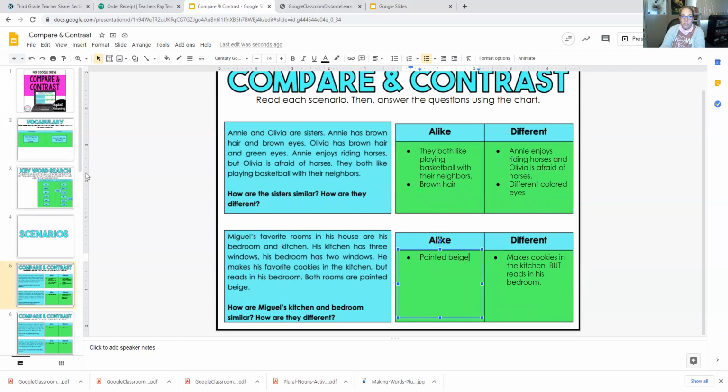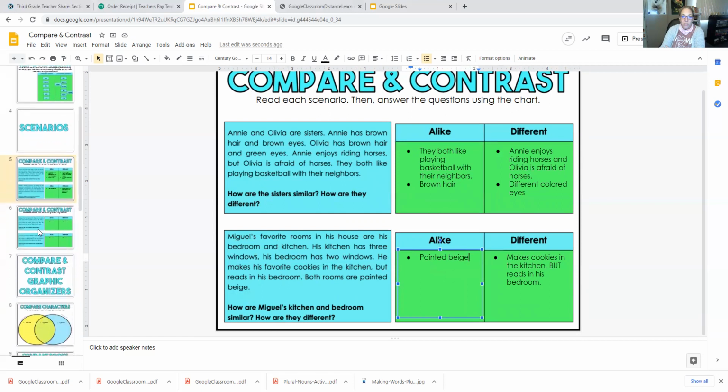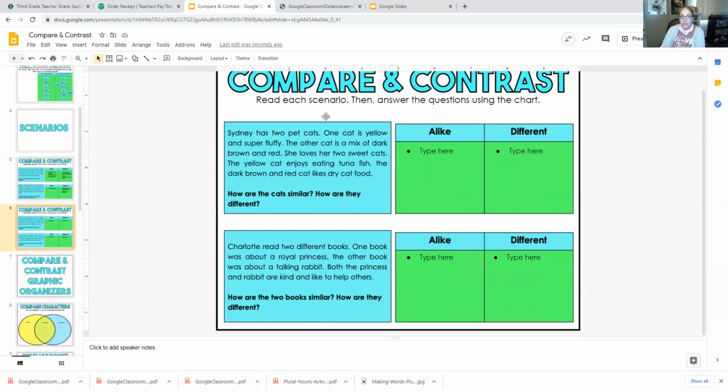All right, so boys and girls, you are going to try one on your own. I have one in here. It's about Sydney, and she has 2 pets, and then Charlotte, who reads 2 different books. So I'd like you to try that on your own today, and then resubmit that, and we'll take a look at that again tomorrow to see if you got it correct. All right, have fun.